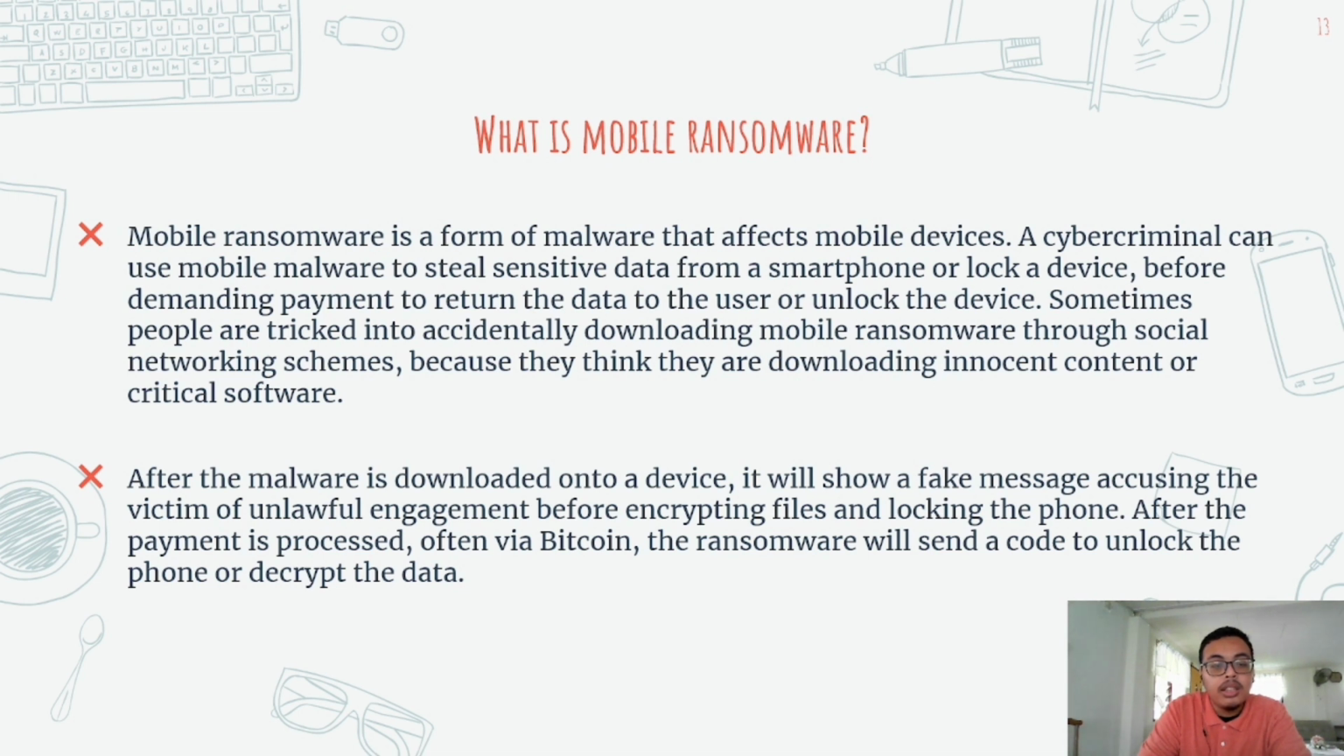Sometimes people are tricked into accidentally downloading mobile ransomware through social networking schemes because they think they are downloading innocent content or critical software. After the malware is downloaded onto a device, it will show a fake message accusing the victim of unlawful engagement before encrypting files and locking the phone. After the payment is processed, often via Bitcoin, the ransomware will send a code to unlock the phone or decrypt the data.